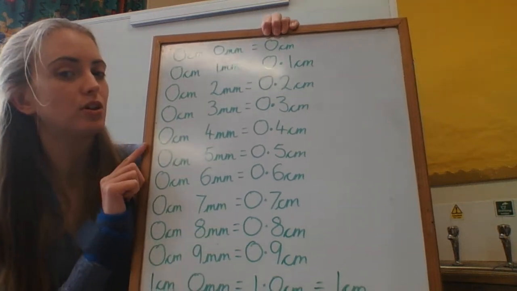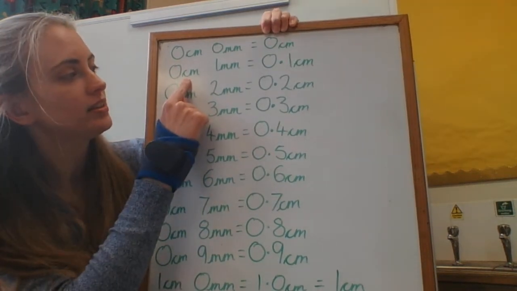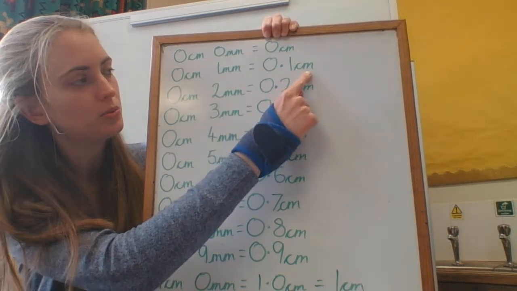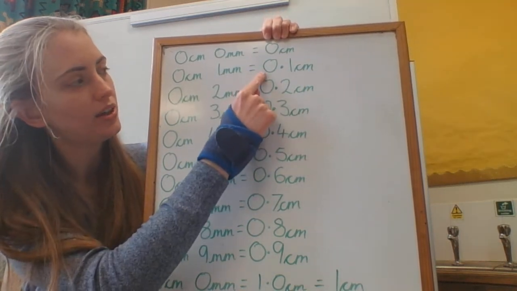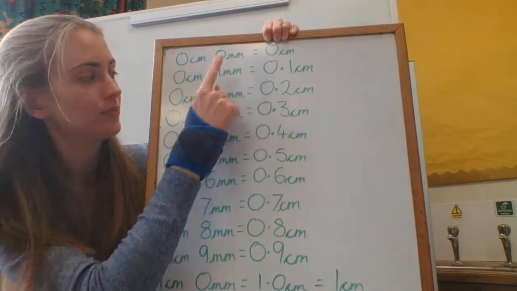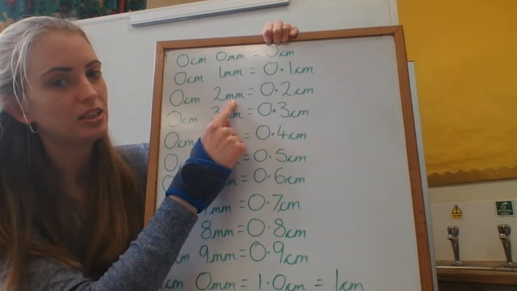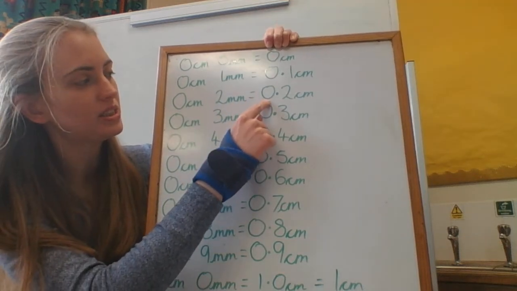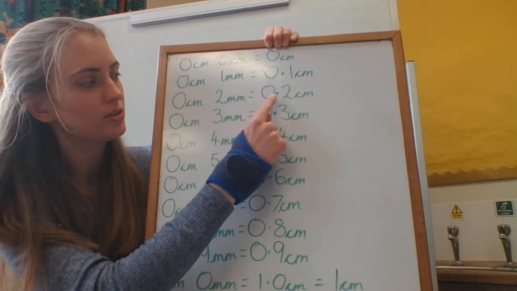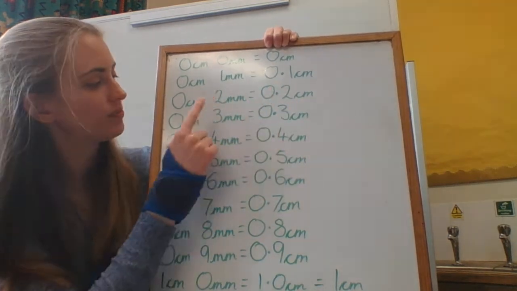That would be helpful if you've got one. So 0 centimetres and 1 millimetre is the same as 0.1 centimetres. 0 wholes and 1/10 of a centimetre, 1 millimetre. 0 centimetres and 2 millimetres is the same as 0 whole centimetres and 2/10 of a centimetre, 0.2 centimetres.